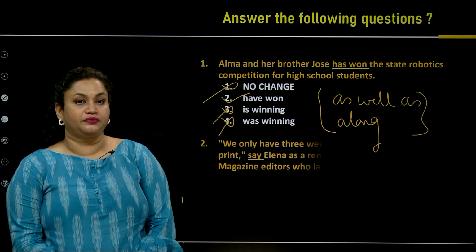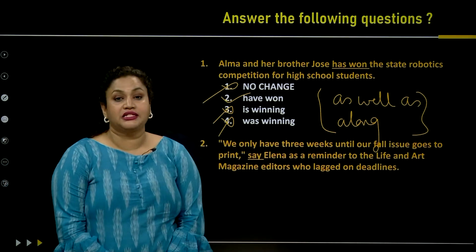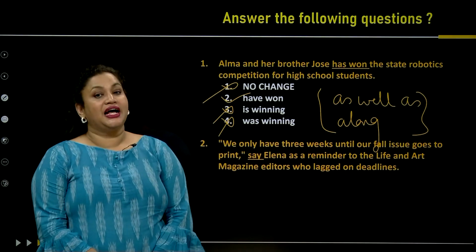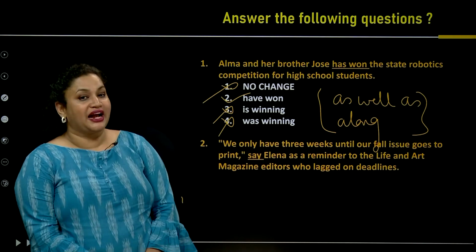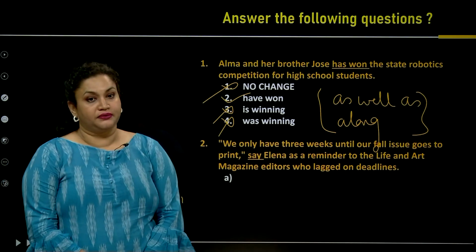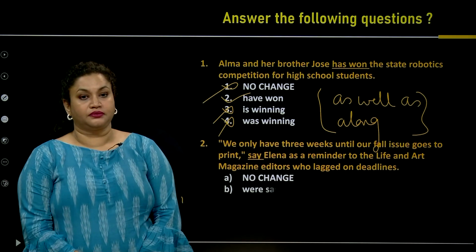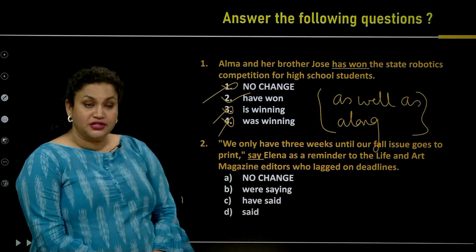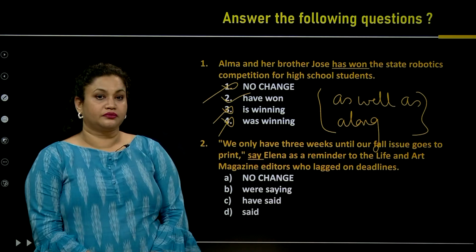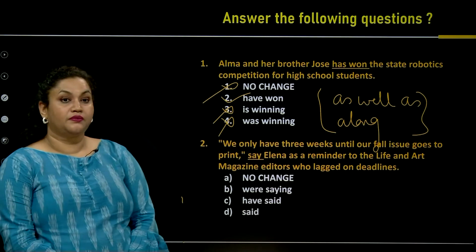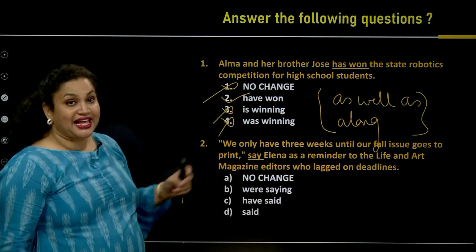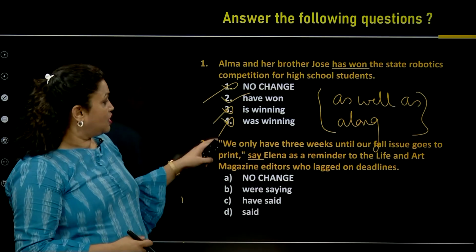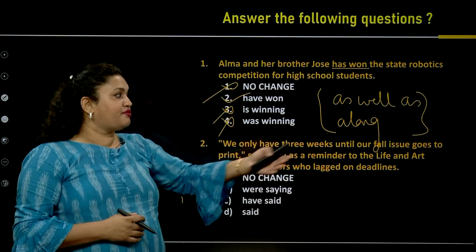Let's go to the next question. We only have 3 weeks until our fall issue goes to print, say Elena as a reminder to the Life and Art magazine editors who lagged on deadline. These are the 4 options that we have. Now here it says say. Now basically this is in past tense. Therefore, because we only have 3 weeks until our fall issue goes to print.